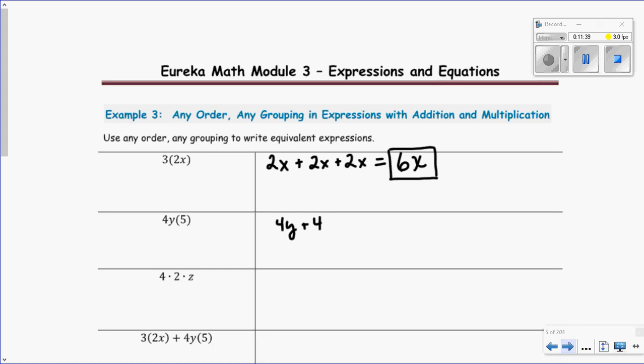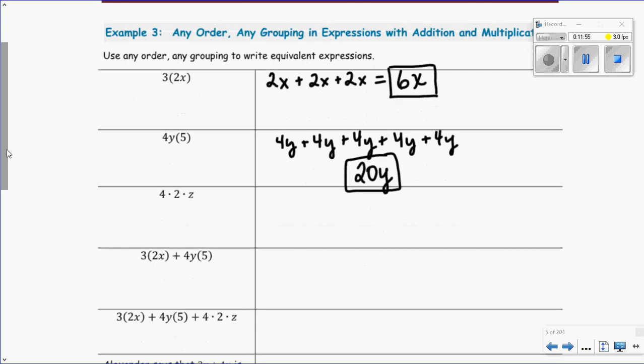Okay, did you write 4y plus 4y plus 4y plus 4y plus 4y? Hopefully you wrote it out 5 times, so that's 4, 4, 4, 4, 4. That's 20y. And that's because we're multiplying it.